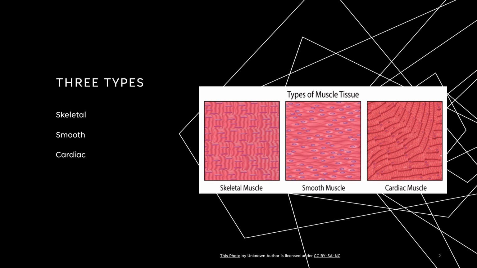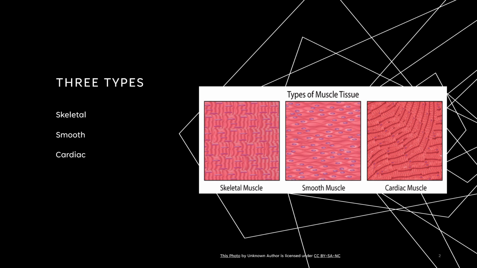Secondly, we have smooth muscle. This muscle aids us in things like digestion. It helps with our airway control, breathing, and then also in the reproductive system. So most of these things are things we don't really think about. They just happen. We don't think about digesting our food or breathing, things like that.